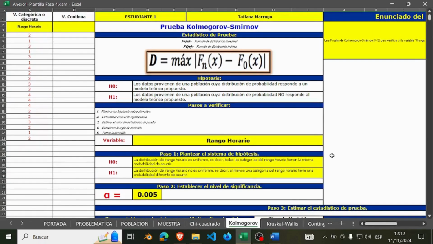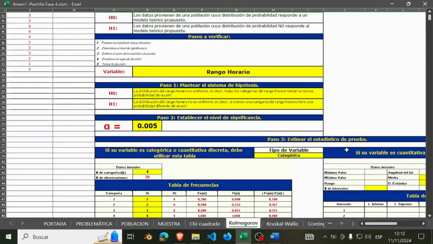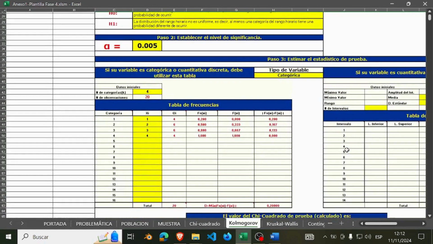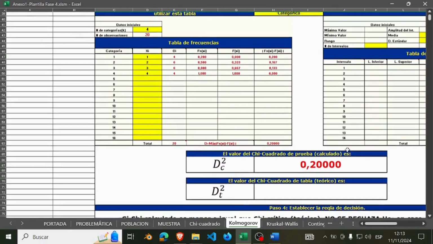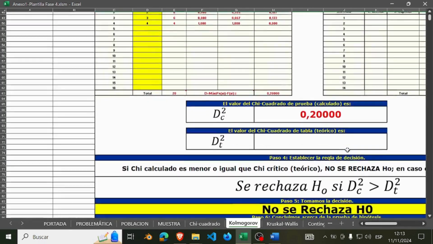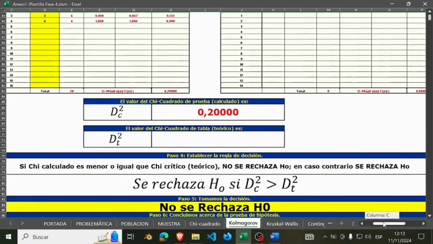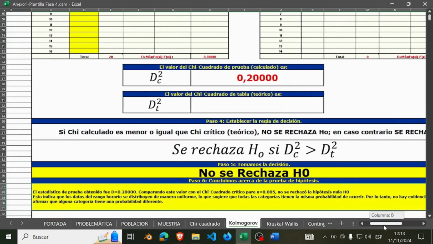Kolmogorov-Smirnov test. Now let's move on to the Kolmogorov-Smirnov test, which checks whether a variable, in this case the time range, is uniformly distributed. In the exercise, the value of the test statistic was 0.2000. When comparing it with the critical value, we do not reject the null hypothesis. This indicates that the time range data is uniformly distributed, meaning all categories have the same probability of occurring.